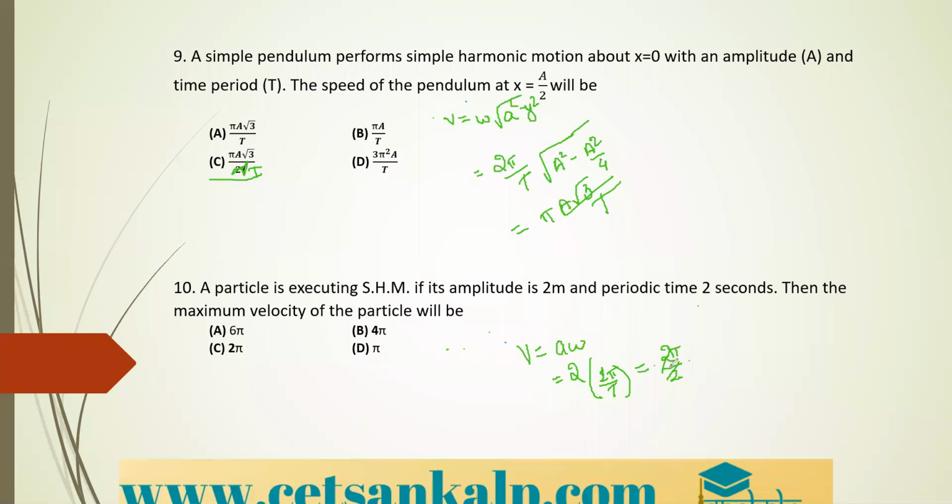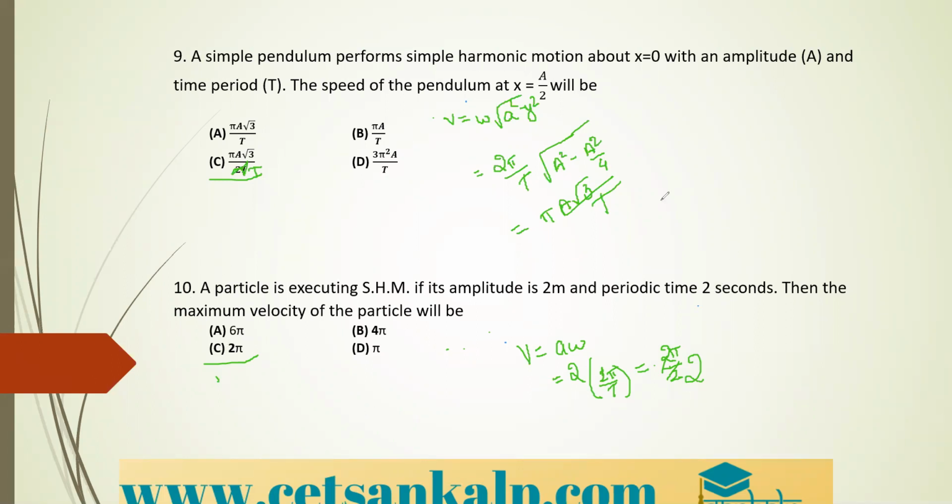Here into 2 is there. Why? Because here A omega, A value is 2, amplitude is 2, omega value is 2 pi by T, and T value is 2. Therefore, it is 2 into 2 pi by 2. Here, therefore, we will get 2 pi. That is option C is correct. Option C is correct. That is 2 pi is the answer. The maximum velocity will be 2 pi. Okay.